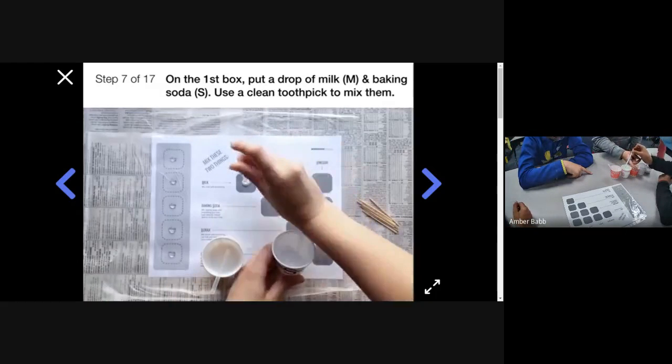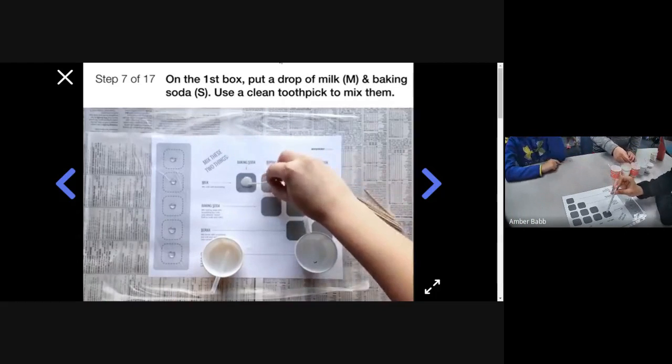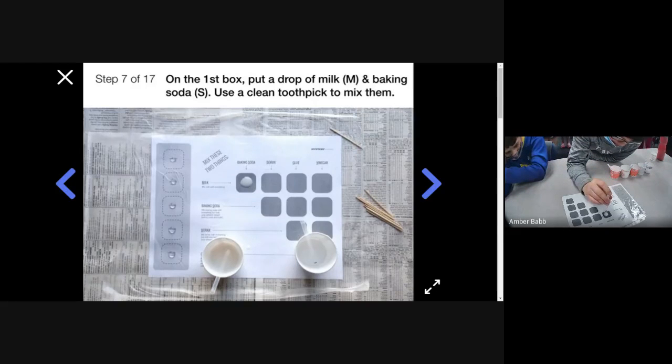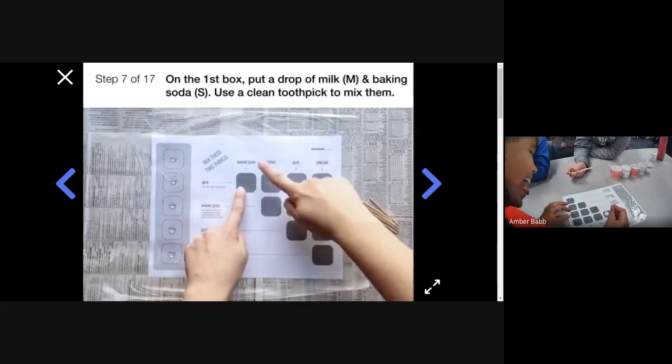That's what I'm doing. Here, wait, do I put baking soda? Milk, baking soda. And then baking soda. Is this B for baking soda? No! S for soda! S for soda! M for milk and S for soda! Here you go, I'm trying to mix it up.